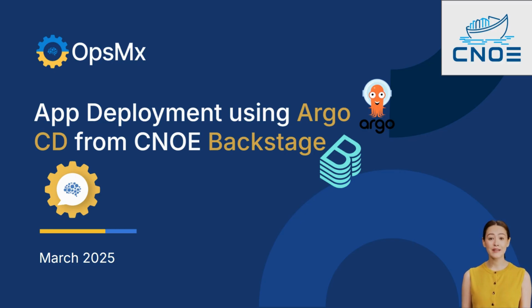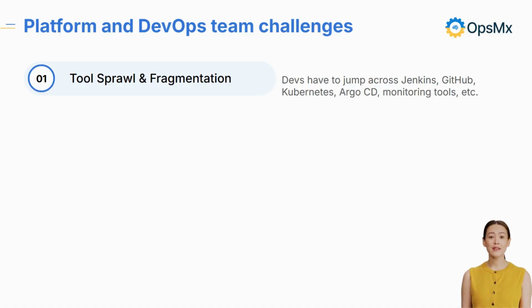Let us start by understanding the challenges faced by platform engineers and the DevOps team, and why we suggest they use CNOE-based Backstage. First, there's the issue of tool sprawl. Developers often jump between 5, 10, sometimes more different tools just to deploy a simple feature: GitHub, Jenkins, Argo CD, Kubernetes dashboards, monitoring tools, ticketing systems, you name it. There's no single place to see what's going on, and all this context switching kills productivity.